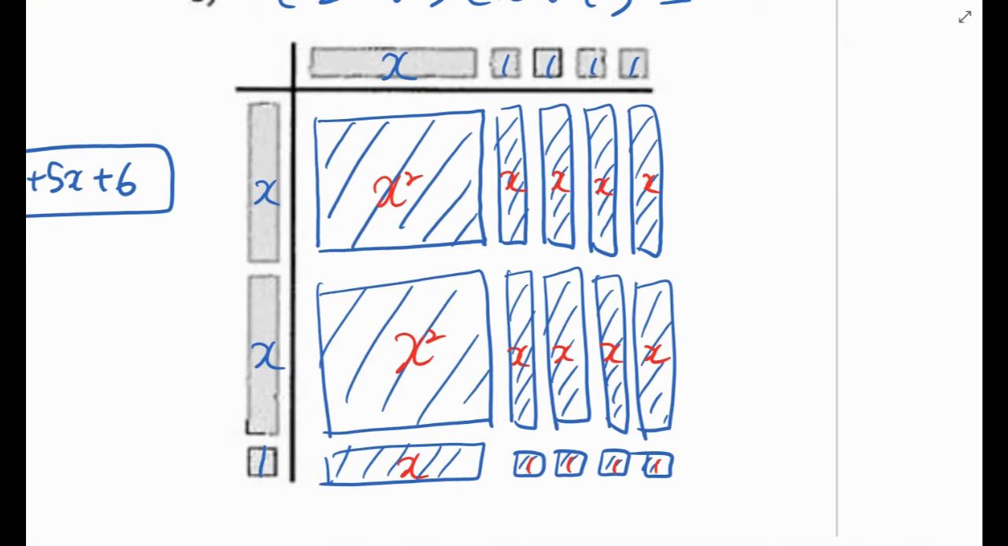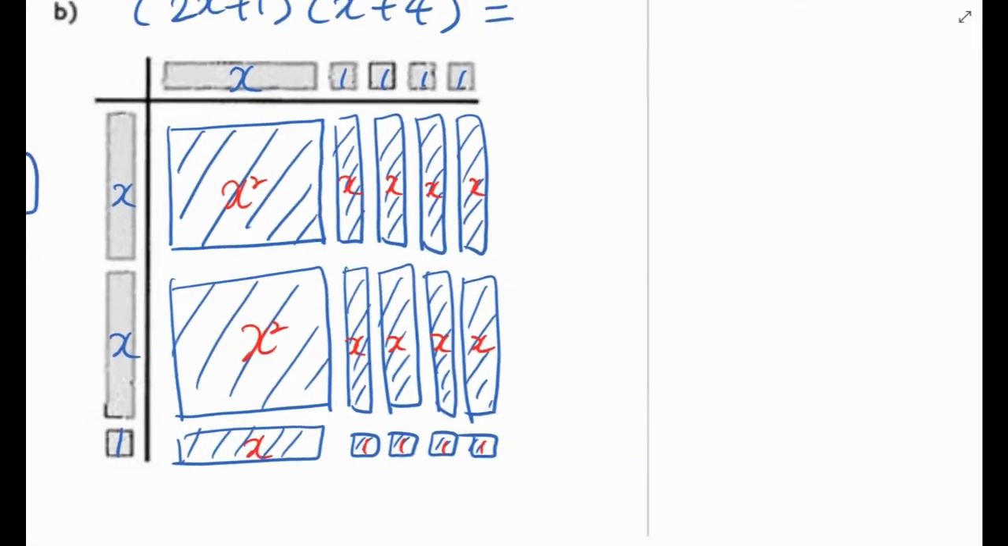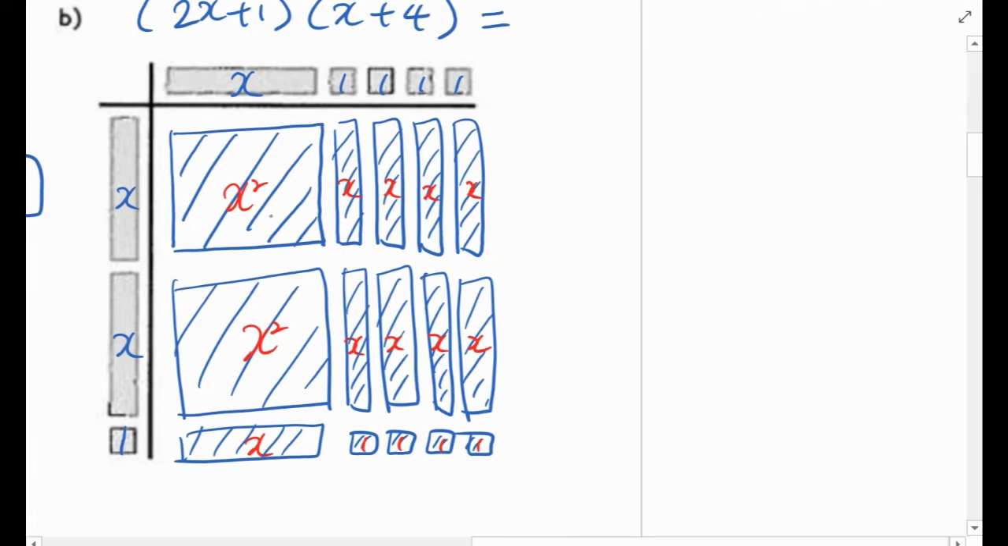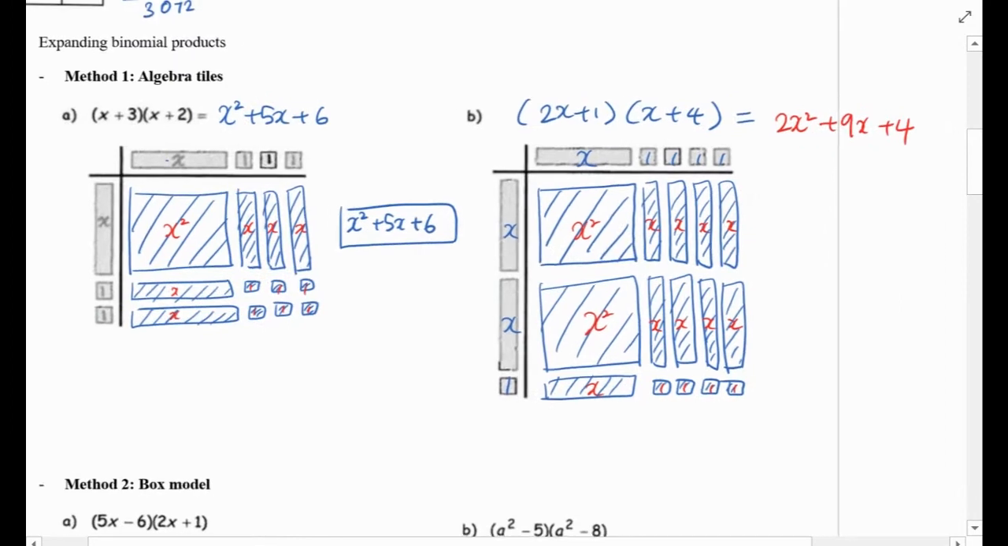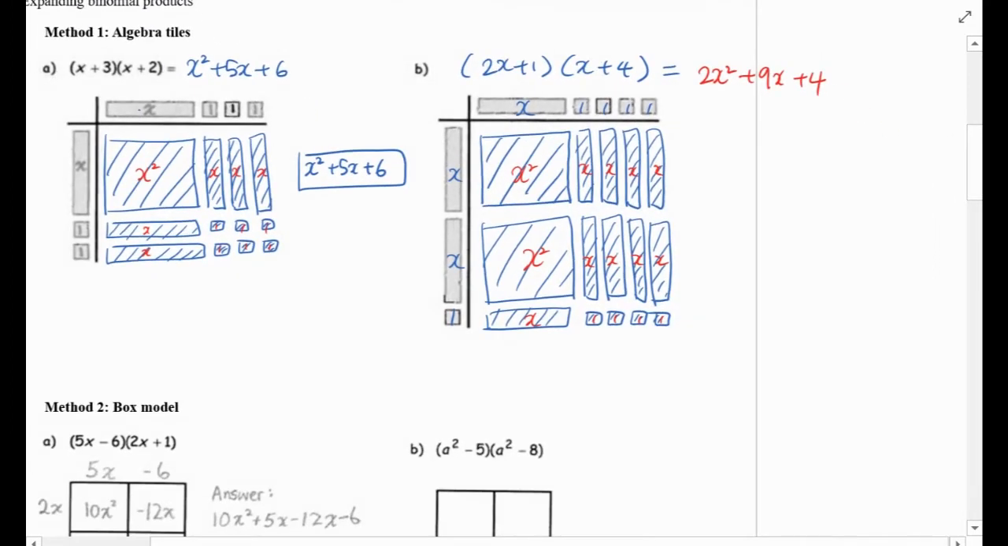Okay, have you tried it? So this is the answer, and how many x squared do you have? 2x squared. And how many x's do you have? 9x. And how many 1 do you have? 4. So 2x squared, 9x, 4. So this is the answer. So this is how you use algebra tiles to find a product of two binomials.